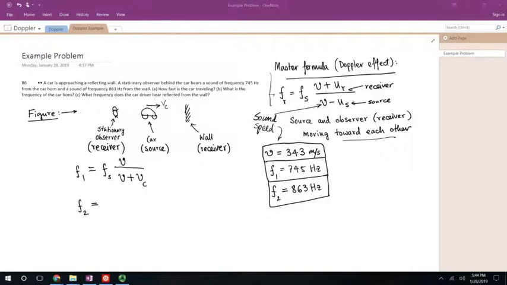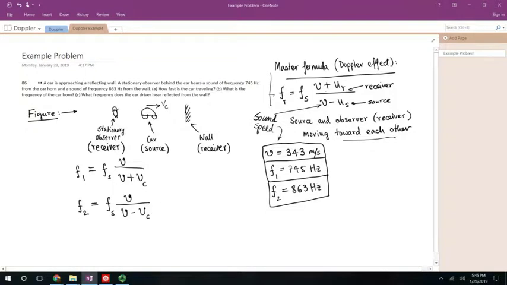Okay, so that's going to be F2 equals Fs times, again, the wall, which is the receiver, is not moving. So this is V. There is no receiver speed. The source is moving, but this time the source is actually moving toward the receiver. So this is going to be V minus Vc. Okay, so we have F1 and F2. We know F1 and F2. There are two unknowns, Fs and Vc.